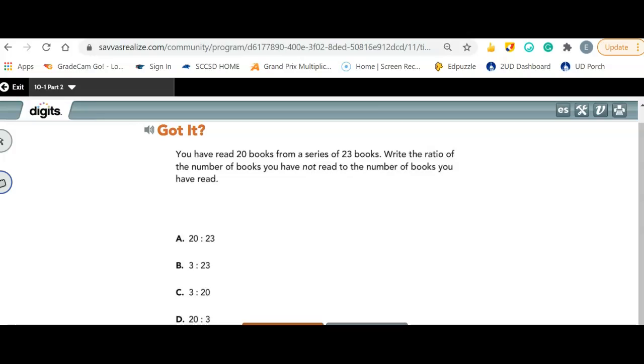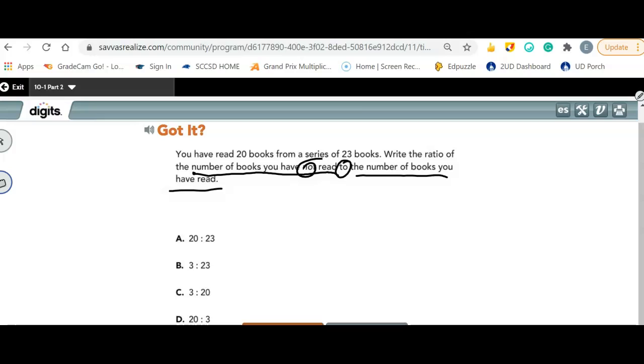All right, heads up. Okay, what is the ratio we are looking for? Jack. The number of books you have not read to the number of books you have read. Good. Okay. Number of books you have not read. Is that given to us? No. How are we going to figure it out?